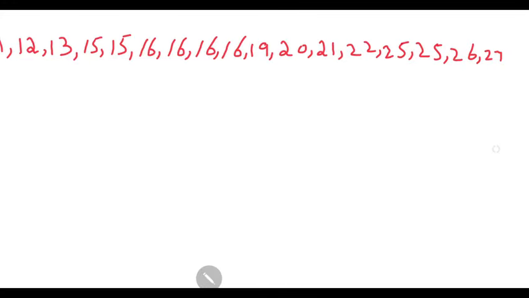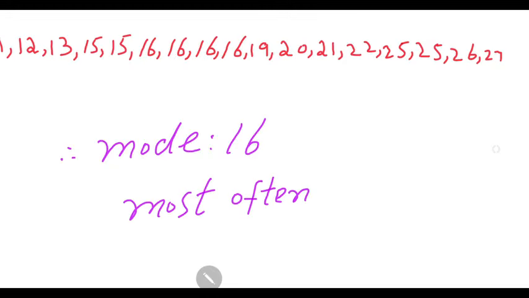Now we need to determine the mode. The mode is the value that appears most frequently in the data set, most often. The value 16 appears 4 times, which is more than any other value. So the mode is 16. You can see 1, 2, 3, 4 times. Therefore the mode is 16. The most often value is the mode, so this is 16.